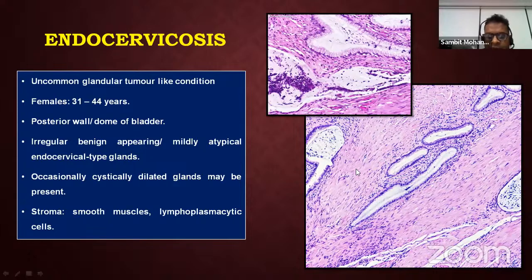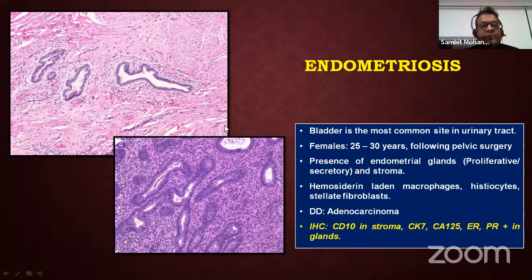And the stroma has smooth muscle and lymphoplasmacytic infiltrate. Then more common is endometriosis, where you see endometrial glands. Mostly the endometrial glands are in the proliferative and inactive states. If you are lucky, very rarely you do see secretory endometrium, which is a functional endometriosis. This is the most common site in the urinary tract among all the urinary organs. It occurs in females from 25 to 30 years following pelvic surgery, with presence of endometrial gland and stroma, then siderophages, and the differential is adenocarcinoma. For the stromal cells, you really do not need any stains because you see this cuffing, but if you're in doubt, you can go for stains like CD10, keratin 7 and so on.